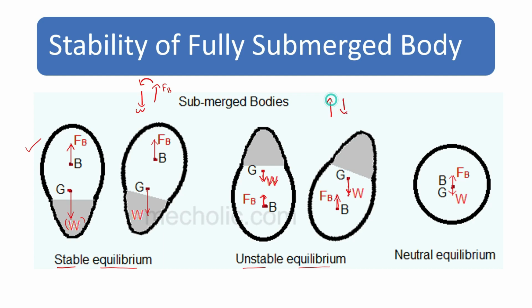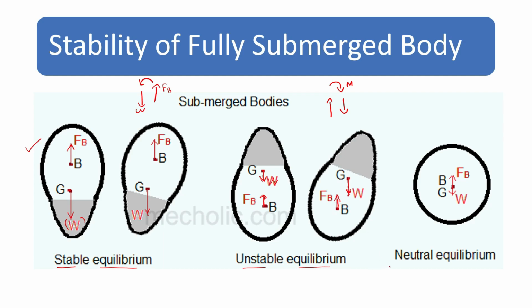You can see that this force will create a clockwise moment, which will further cause the body to tilt rightward. It will not come back. That means the body is unstable. For a body to be stable, it should come back to its initial position. So you can see that the condition for stability is that the center of buoyancy should be above the center of gravity.